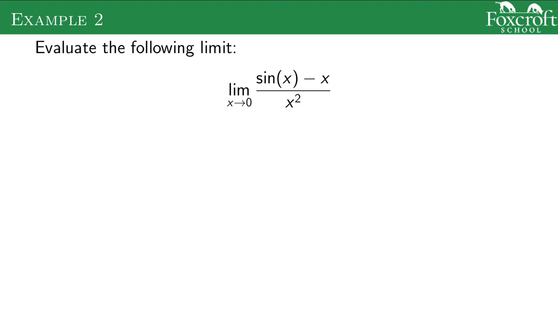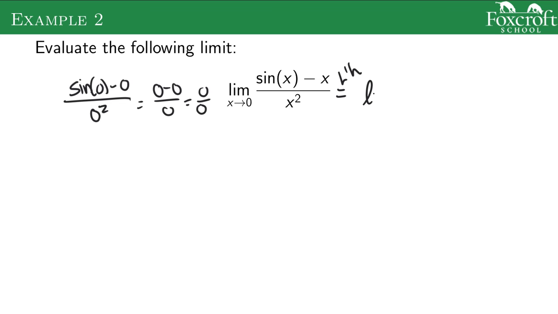Another example. Plugging in 0, because our limit's at 0, is the first thing we're going to do. Sine of 0 minus 0 over 0 squared. Sine of 0 is 0, and you get 0 over 0 again. That's always important to check. Because I get 0 over 0, I can do L'Hopital's rule. The limit's going to stay the same, but now the top of my function, I take its derivative. Sine turns into cosine, and minus x turns into minus 1, over 2x.